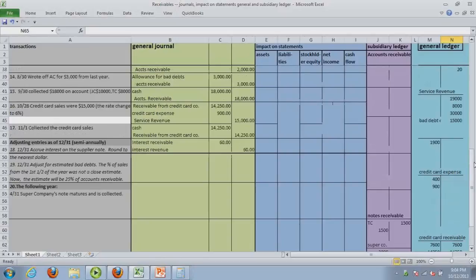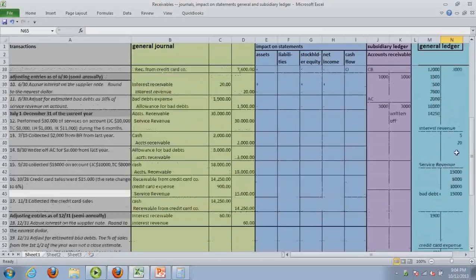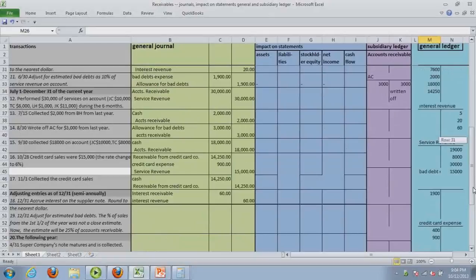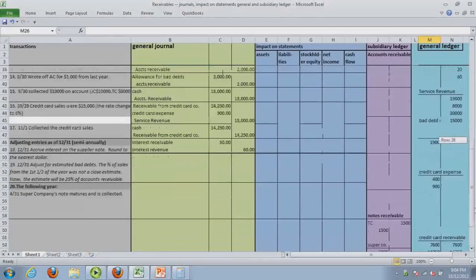And we just accrued the interest. So interest receivable and interest revenue, 60, and interest receivable is 60. Okay. And nothing to the subsidiary ledger. Okay, so we're almost through.